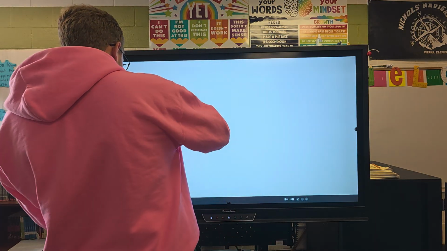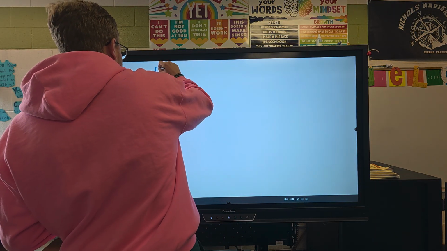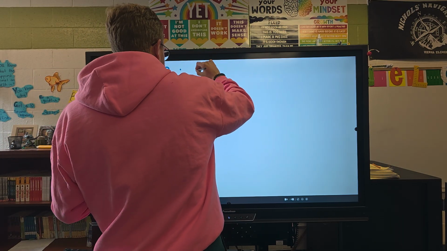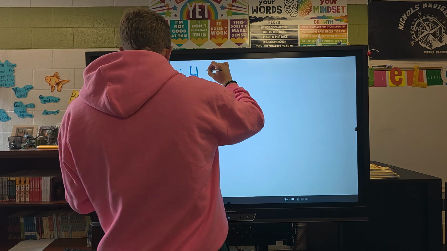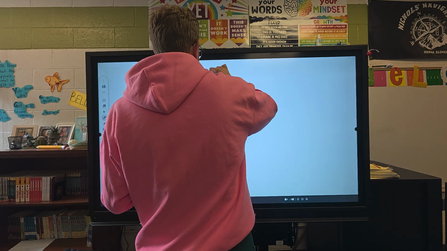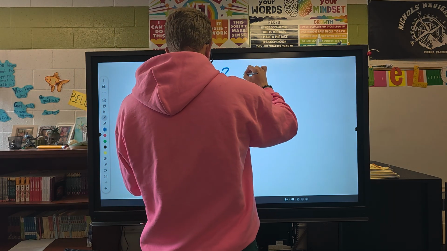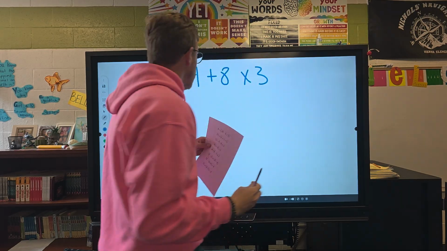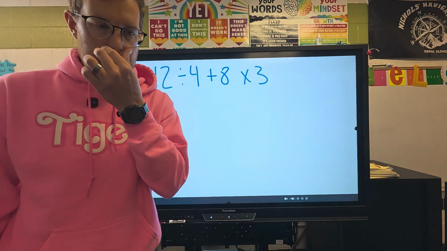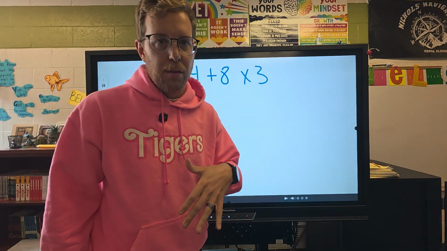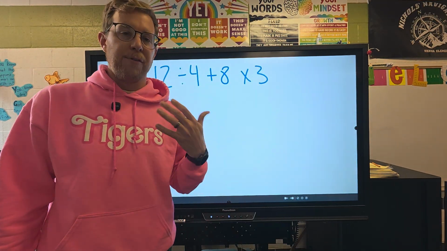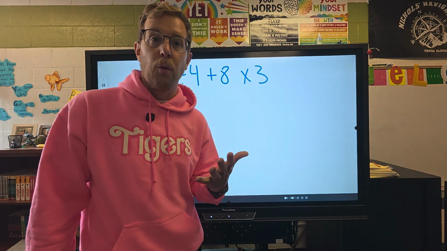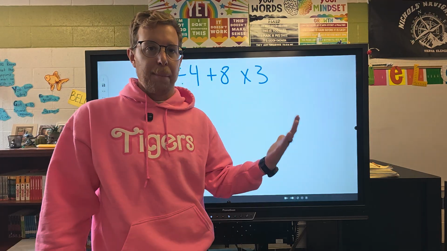All right, so first off, I'm going to start with this one right here. 12 divided by 4 plus 8 times 3. Okay, so we'll get a problem like this, and what we have taught the kids is we want to analyze the problem and figure out the steps that we want to do first. And then we do them in order because it's called order of operations.